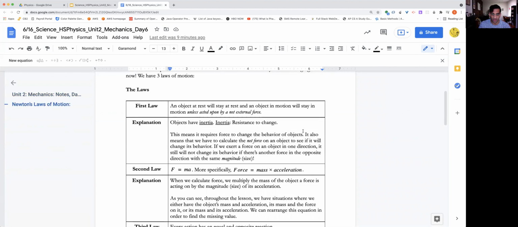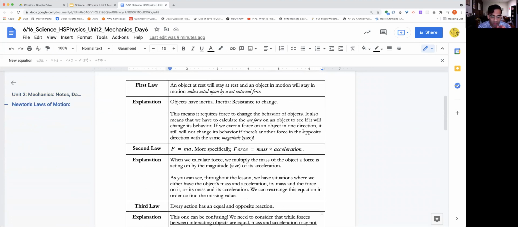And I want to talk about these three laws. So I've got the language. I touched it up a little bit just to make it a little bit easier to comprehend. The original language can be a little formal and abstract and distant, and therefore hard to parse. So the first law says that an object at rest will stay at rest, and an object in motion will stay in motion unless acted upon by a net external force, all right?